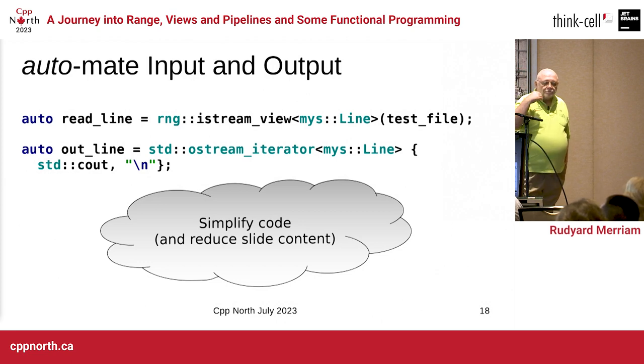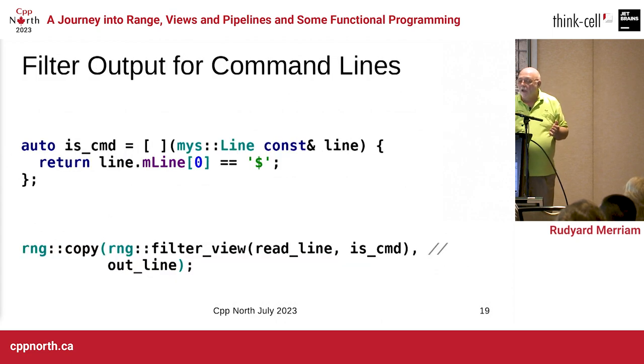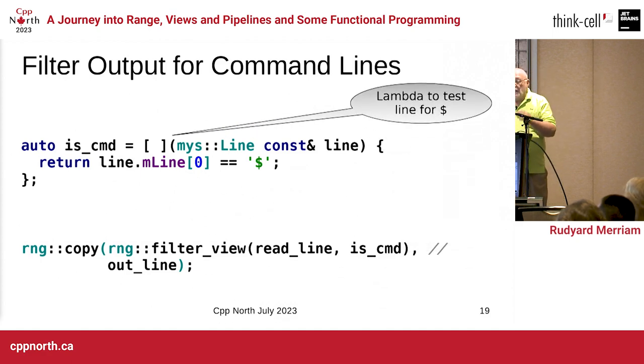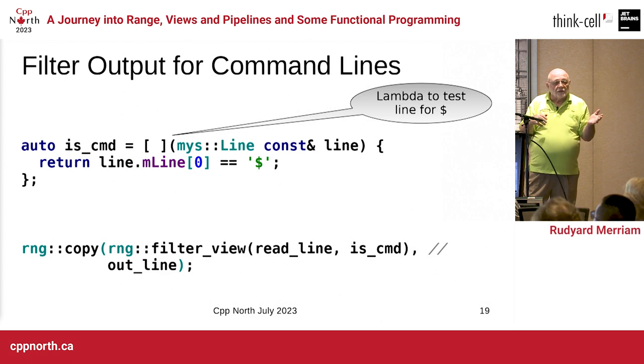So let's say, okay, we can do the copy. That's cool. Let's do something a little bit more. Let's say we only want to see the command lines. We're going to create a script from this output, maybe. So we create a lambda, which takes in the line, checks the first character of the line for a dollar sign, returns true if it is, returns false if it's not.